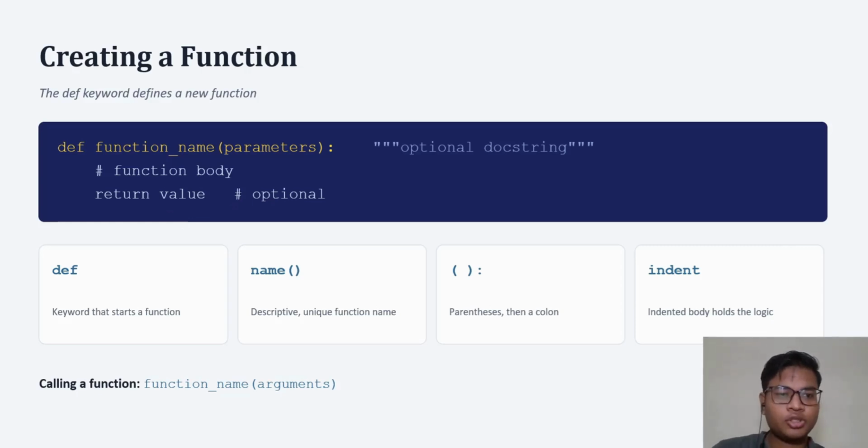Okay. So def is the keyword that starts a function. After that, we have a name, a descriptive, unique function name. Then we have parentheses, then a colon, and there is an indent. That indented body holds the logic. After that, we have calling a function by name, and arguments. So what do we mean by parameter and argument? We will talk about it. Okay. I hope all these things are done. How we create a function, all done.